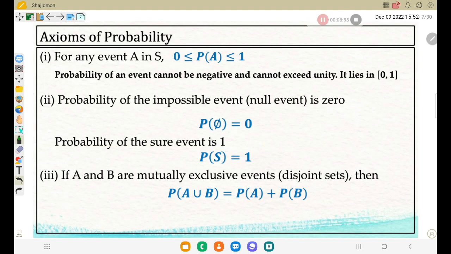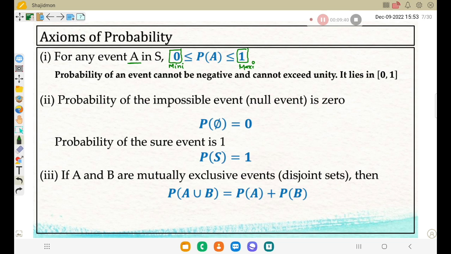Okay, now we will come to some rules. Axioms of probability. Axioms are some conditions, some rules of the probability. What are the axioms? For any event you define, the minimum value of probability should be 0 and the maximum value should be 1, okay? 0 is less than or equal to probability of A, which is less than or equal to 1. That means the minimum value of the probability is 0 and the maximum value is 1. The probability value should always be between 0 and 1, okay?